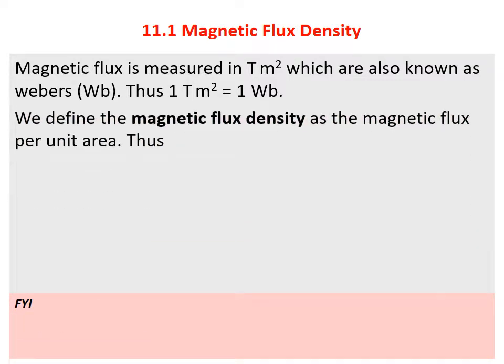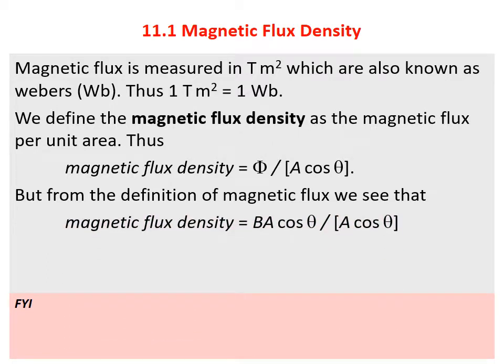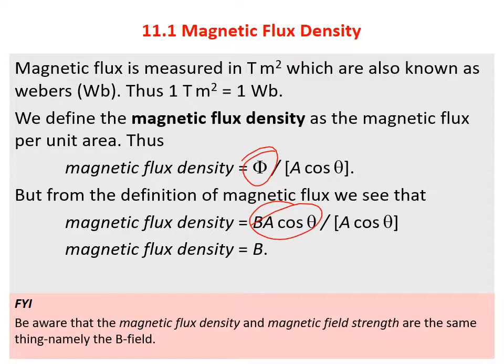And magnetic flux density is defined as the magnetic flux per unit area. Thus, let's do some derivation here. Magnetic flux density is capital phi divided by A cos theta. From the definition of magnetic flux, I've replaced capital phi with BA cos theta divided by A cosine theta; the A and the cosine thetas cancel. Thus, the magnetic flux density equals B. So magnetic flux density is the same thing as the B field. The magnetic field strength and the magnetic flux density are the same thing, and they are both a vector.